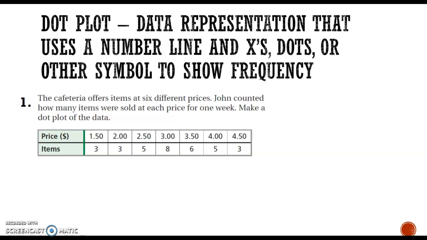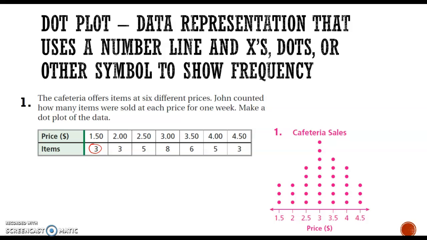So let's begin by just reviewing how to make a dot plot. Remember, there are 3 items that are priced at $1.50, 3 at $2, and so on. So be careful as you're putting your dots in. Pause the video and create your dot plot. Okay, let's see how you did. Don't forget that your dot plot needs to have a title and labels. So for the cafeteria sales and then price.